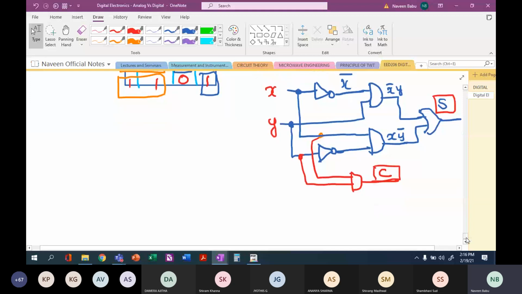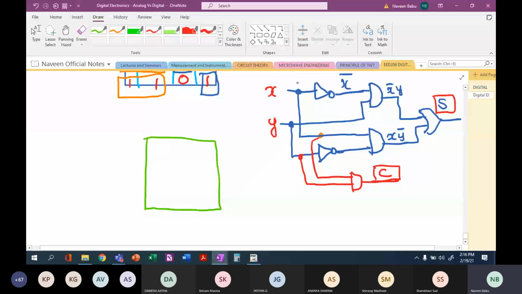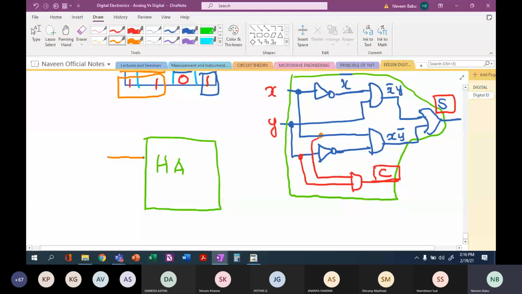Now, if you look at the whole circuit, I can represent this complete thing as a block. So this is my half adder circuit. And what are the inputs I am having? X and Y are the two inputs. And what are the outputs I'm having? I'm having sum and carry as my output. And inside this black box, I'm having the circuit that I have done here. So this is how we represent a half adder circuit.